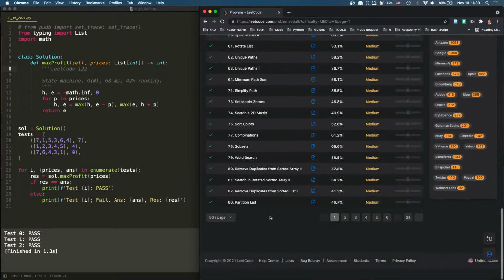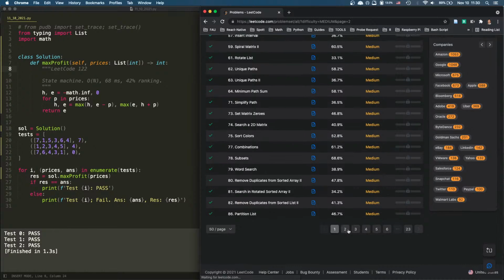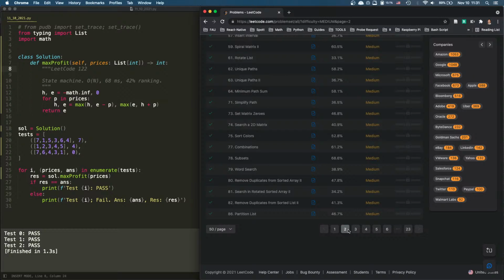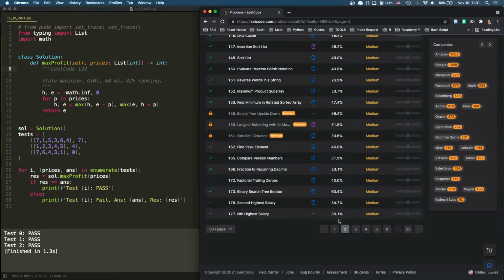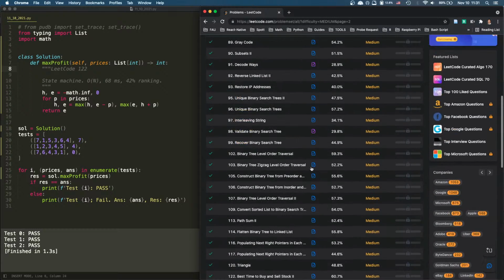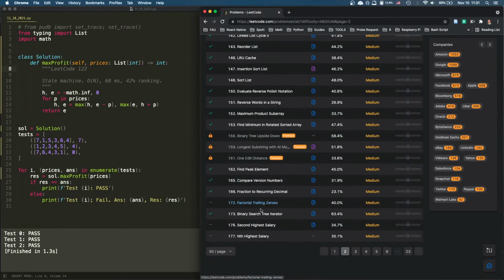So slow. All right, the second page. All right, so what do we have? Oh, we're almost done on the second page. We have factorial trailing zeros. No idea what this is. All right, let's take a look.